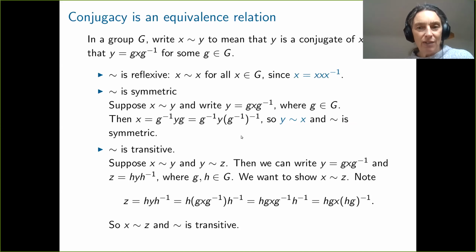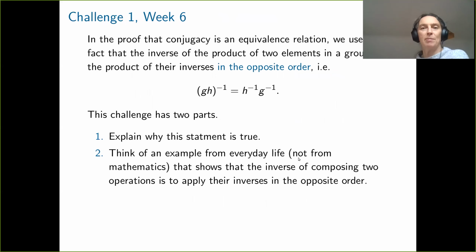Okay, the challenge for this video relates to the last assertion here, which I didn't really give any justification for, the replacement of g inverse h inverse with the inverse of hg. So your challenge this week is to explain why that's a reasonable thing to do. In the proof that conjugacy is an equivalence relation, at the last step for the transitivity, we use the fact that the inverse of the product of two elements in a group, think of product as meaning composition, the thing you get by combining two elements using the group operation, is the product of their inverses, but in the opposite order.